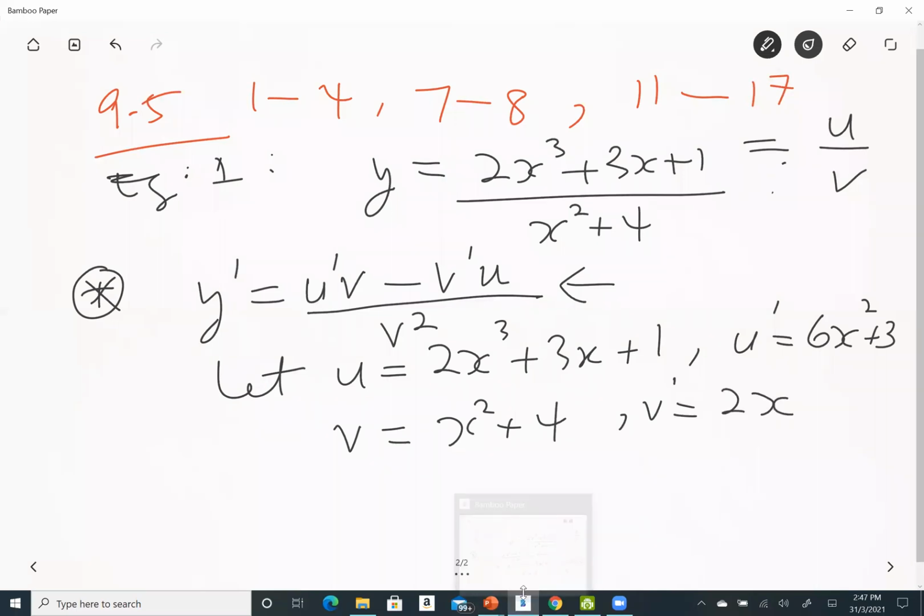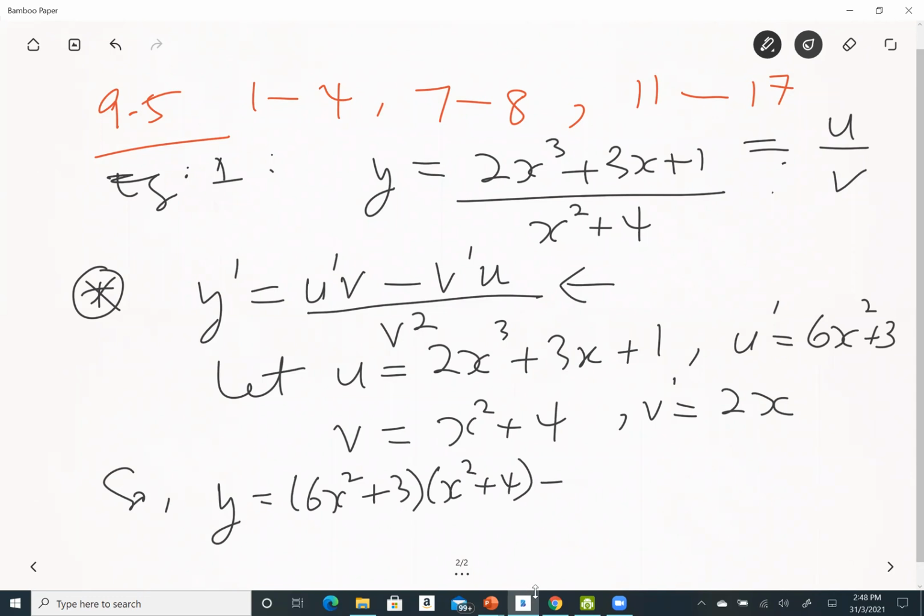So apply the rule. The derivative y prime is equal to what? u prime times v: 6x squared plus 3 multiplied by v, which is x squared plus 4. First term minus the derivative of v, which is 2x, multiplied by u, which is 2x cubed plus 3x plus 1. Everything divided by v squared.